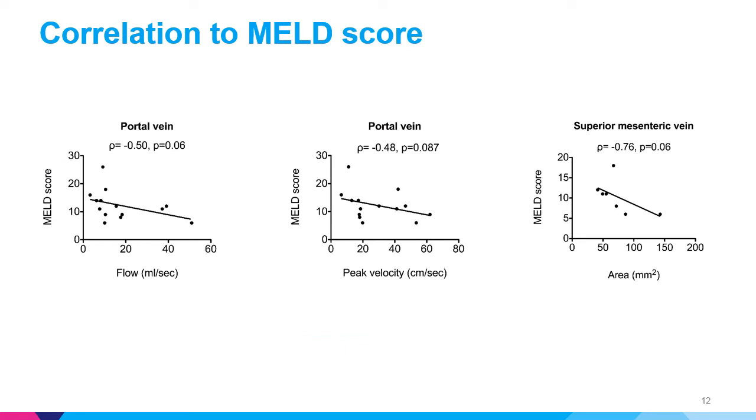Correlations of 4D flow parameters to the MELD score showed trends of negative association between the portal vein flow and MELD score, as well as the portal vein peak velocity and the superior mesenteric vein area.